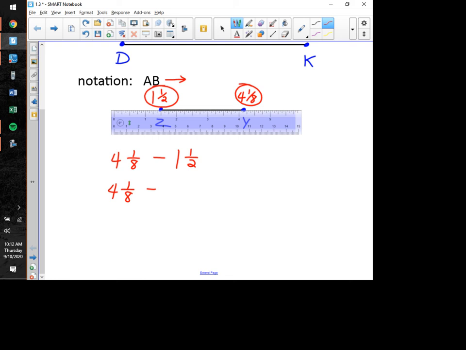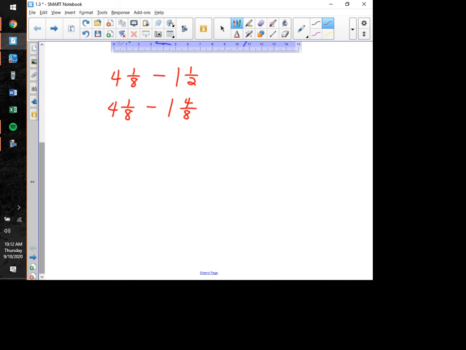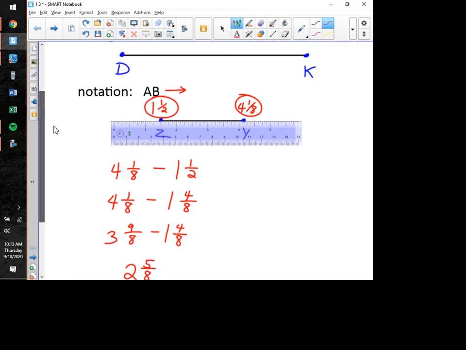That's 4 1/8 minus 1 4/8, getting a common denominator there. We'd have to do some borrowing now. That 4, we'll take that down to a 3, and we'll add 8/8 to the 1/8 and get 3 9/8 minus 1 4/8, and that's going to get a distance now. The 3 minus 1 is 2. The 9/8 minus 4/8 is going to be 5/8, and that would be the distance there, everybody.